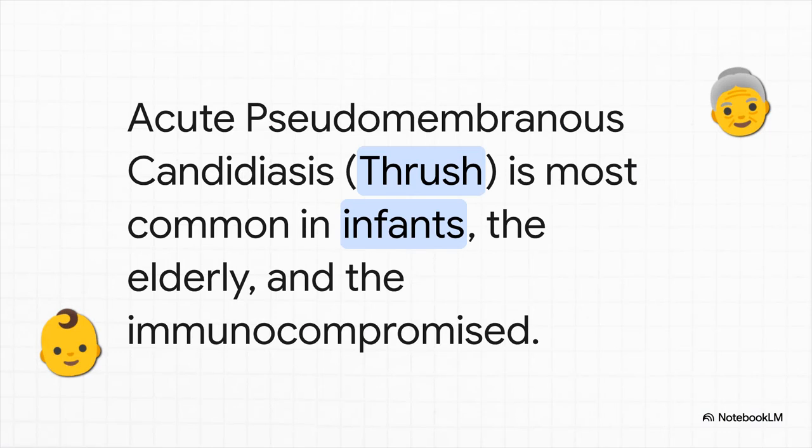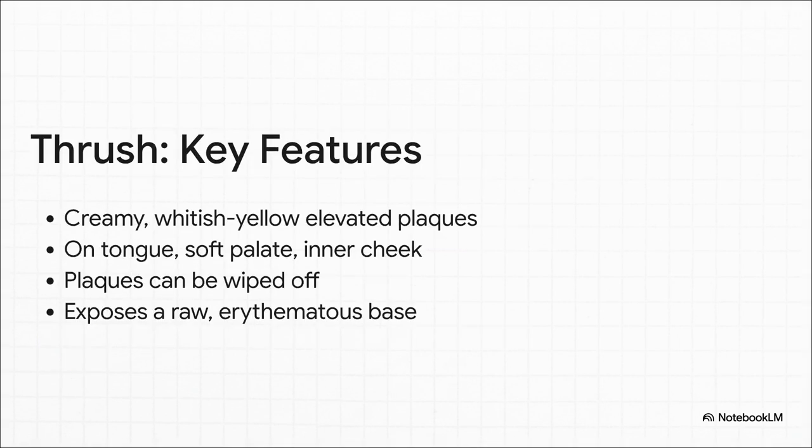All right, let's talk about what this actually looks like. First up is the classic presentation we all know, acute pseudomembranous candidiasis, or what everyone just calls thrush. You're going to see this most often in the very young, the very old, and of course, our immunocompromised patients. And here is the absolute key diagnostic clue, the thing that really helps you tell it apart from other white lesions in the mouth. These plaques can be wiped off. If you take a tongue depressor and gently scrape, they'll come off. And what's underneath is this raw red and often painful base.